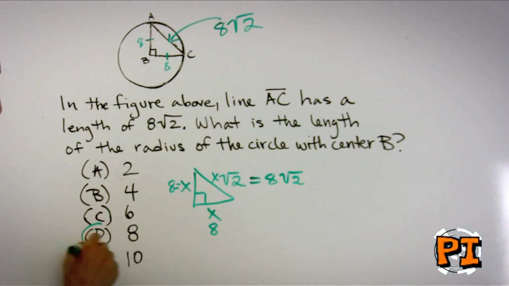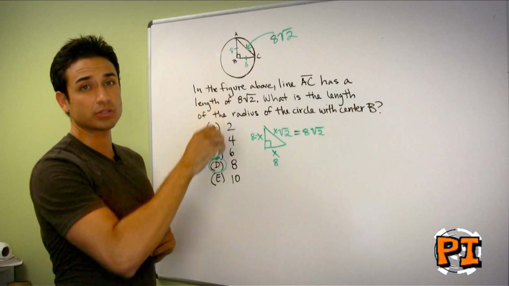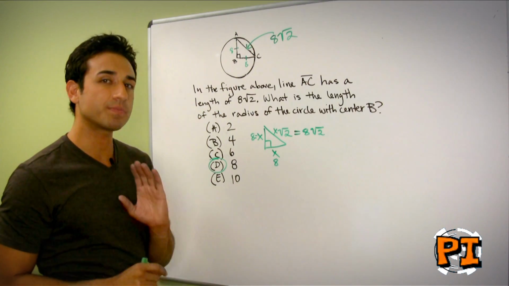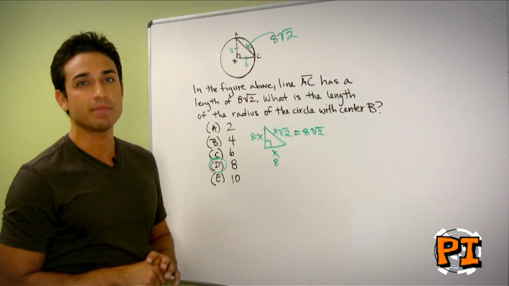That's answer choice D. Once again, you've got a triangle inside a circle. Make sure that you know all the properties for triangles and all the properties for circles. That will make this job a whole lot easier.